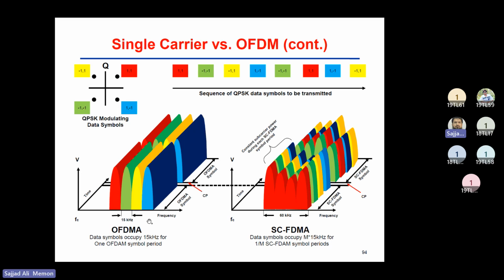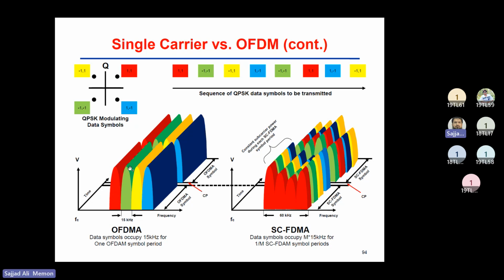So another figure here shows you the difference between single carrier and OFDM. Here we have 15 kilohertz subcarriers, and this is one OFDM symbol. In between, we have the cyclic prefix, and then we have another OFDM symbol. The different colors show the different data of different users, or the different modulating symbols. Then there are four symbols being transmitted.